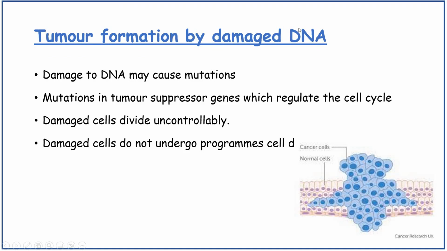So tumour formation by damaged DNA. Damage to DNA may cause mutations in the tumour suppressor genes which regulate the cell cycle. Damaged cells divide uncontrollably, and damaged cells do not undergo programmed cell death.